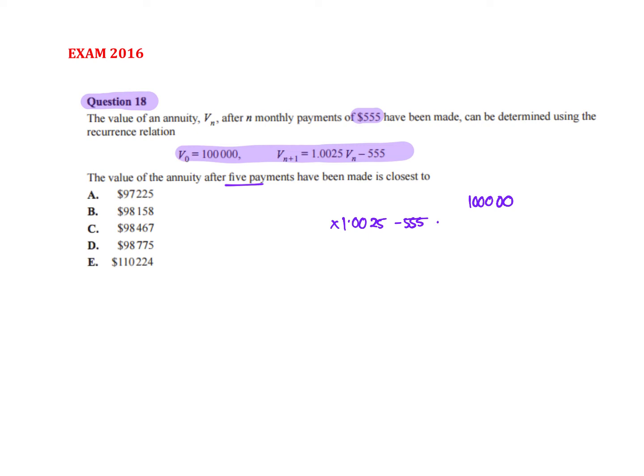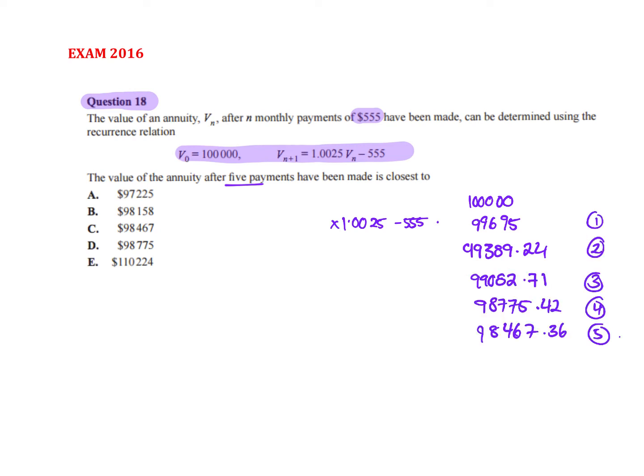Okay, so we did that. If we keep doing that, we got 99695, and you press enter, you get 99389, I'm just popping it in here. Okay, so we get down to the 6th one and we find out that it's C.